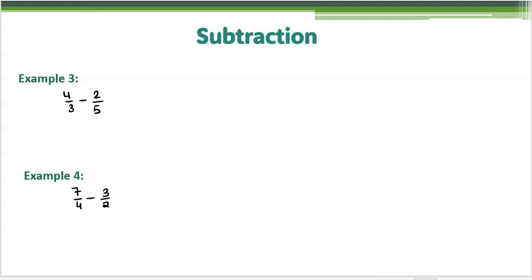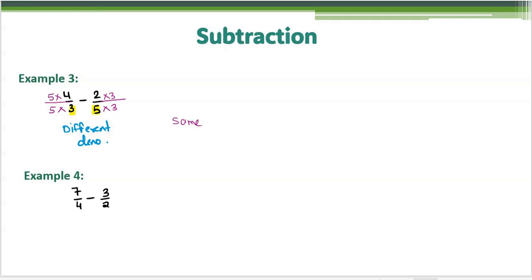So now let's consider another example. It is 4 over 3 minus 2 over 5. So what we see here, different denominators. So again, as we did for addition, here also the first step we have to do is to make the denominator same. So here it is 3 and here it is 5. How do we make them same? Yes, by multiplying the first term with 5, numerator and denominator, and the second term with 3.